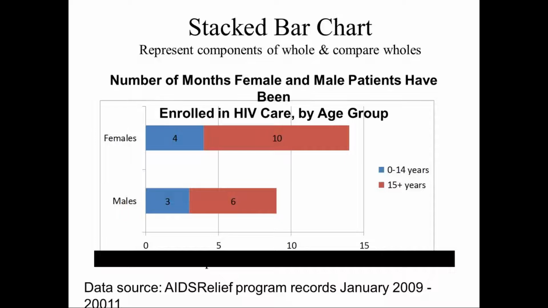There are also stacked bar charts. It represents components of whole and compares the whole. So you can see here the number of months the female and male patients have been enrolled in HIV care by age group.